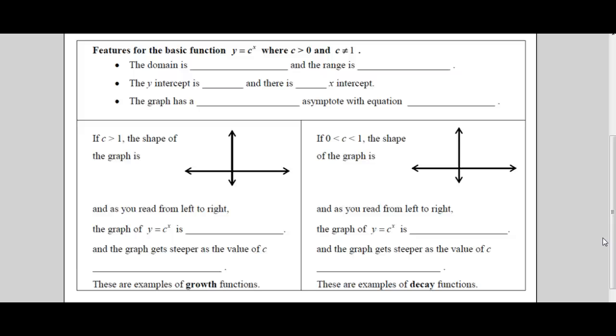But the domain is x belongs to the reals, and the range is y is greater than 0. You can't hit 0. You can get really small, right? Like you do 2 to the negative 10 and get 1 over 1,024. The y-intercept is 1, and there is no x-intercept. The graph has a horizontal asymptote with the equation y equals 0.